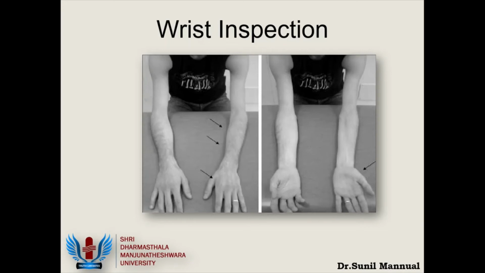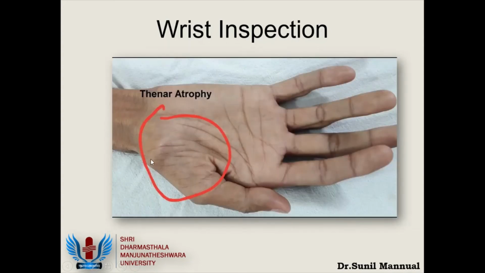So if you have any disease or pathology in the wrist, then you will see that there is wasting of the forearm muscles, and this wasting of the forearm muscles will be better appreciated when you compare the forearm with the opposite side. So forearm wasting is a classic sign of either a wrist pathology or an elbow pathology.